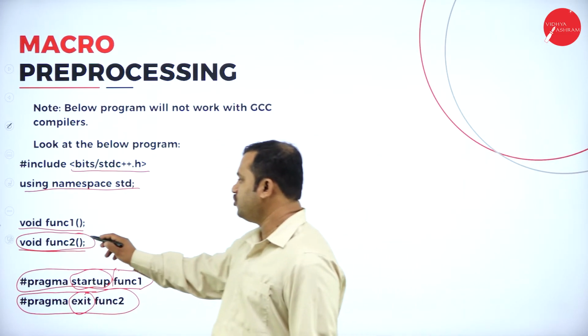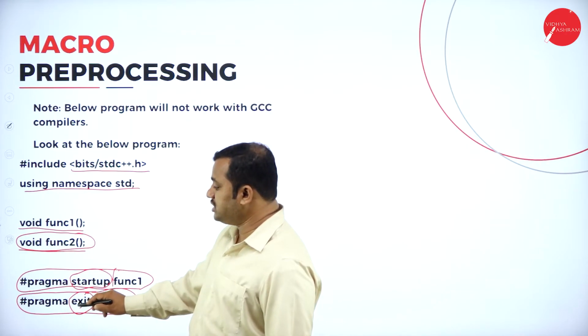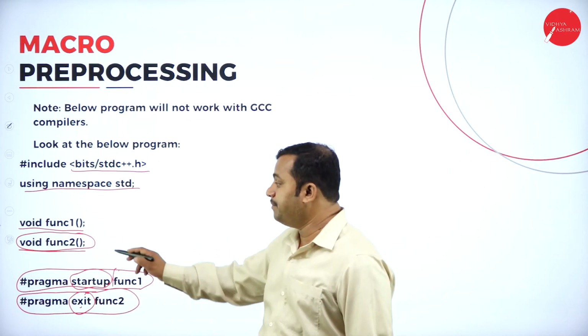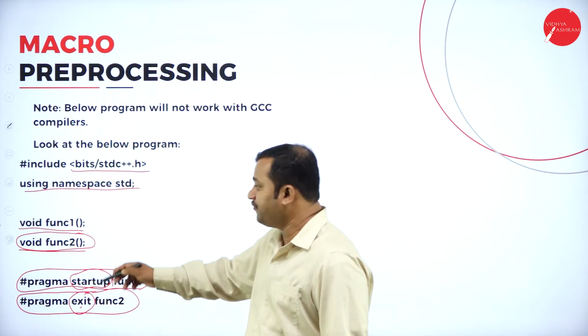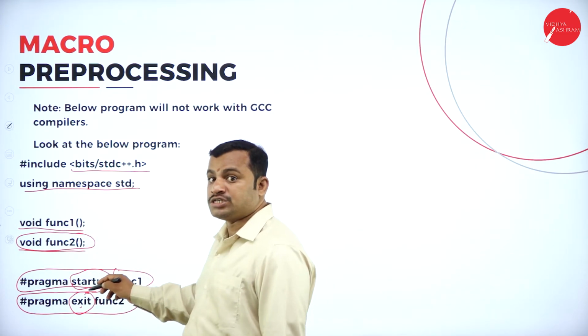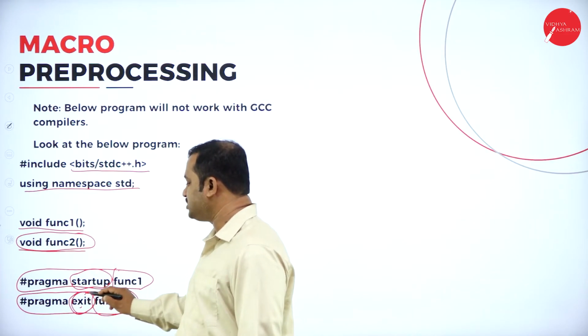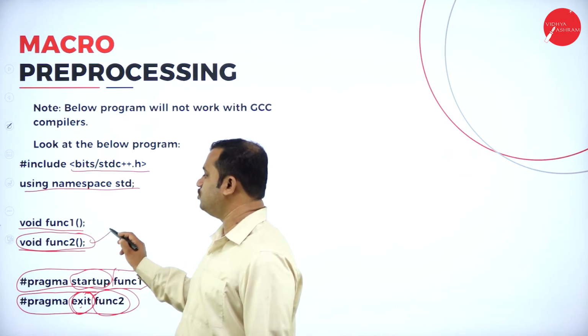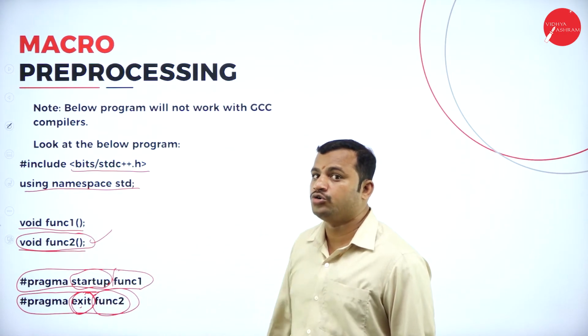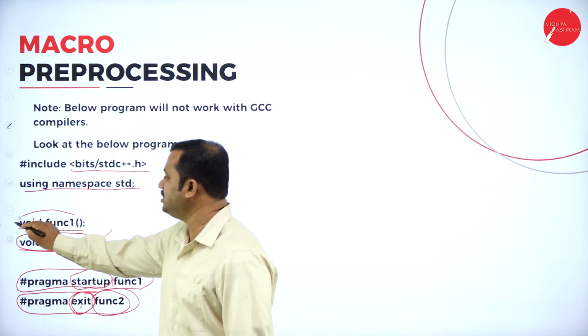Of course, there is a function call, but when this directive is encountered, this is a pre-processing directive. Before the actual compilation begins, this is going to be pre-processed. So it states that function 2 is not at all required with the exit statement. So function 2 is not going to be invoked at the beginning. Only function 1 is invoked.